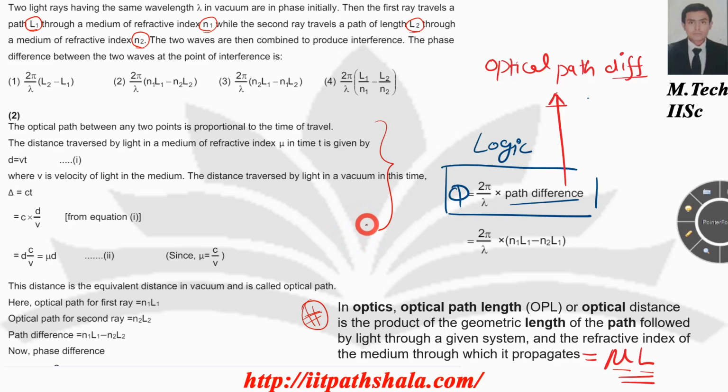Here I've given a formal derivation of how to find the optical path length. You can check it out. Now you have to figure out the path difference. My first optical path length is N1 L1, my second one is N2 L2. Take the difference, which comes out to be N1 L1 minus N2 L2. Put it in this expression and you will land up with the following expression, and I can say that option number 2 is my correct option.